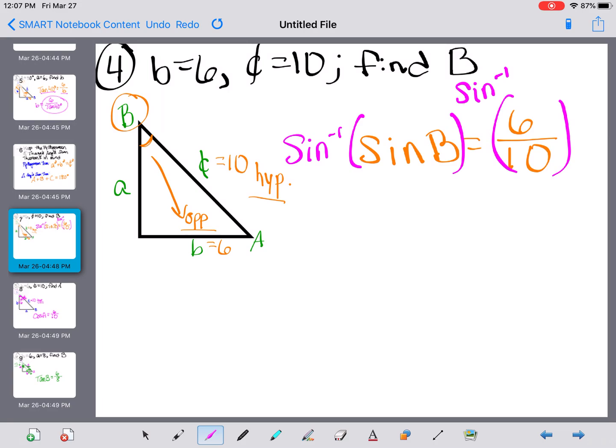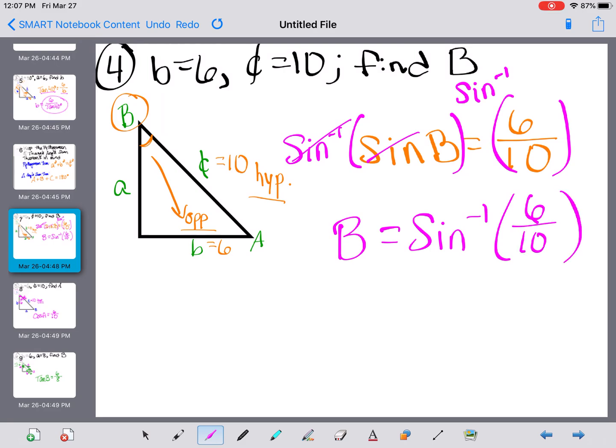So what happens here is that the inverse sine and regular sine cancel, and that leaves us with just b equals the inverse sine of 6/10. Now, you see that inverse sine, inverse cosine, and inverse tangent will take a fraction, but regular sine, cosine, and tangent take an angle. This is going to help us to find the missing angle there.